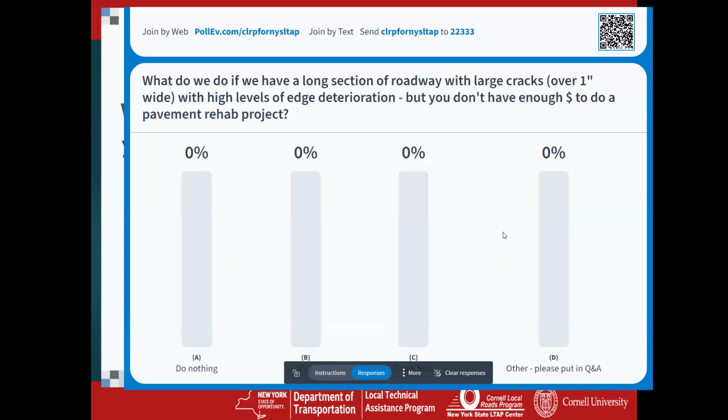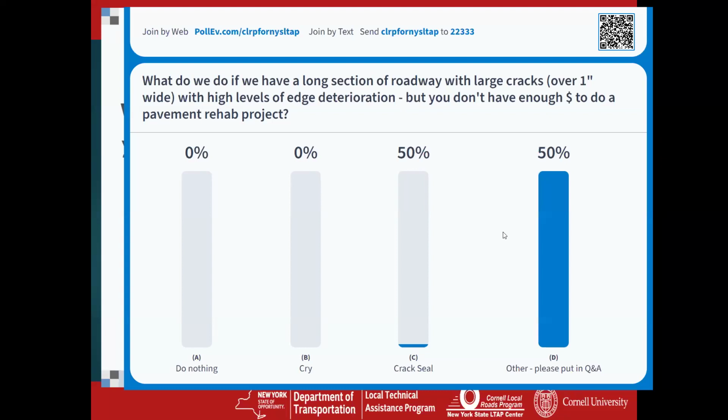So if you have a long section of road with large cracks, you really can't use crack sealant. What do you do? And I already gave you half the answer. Anybody got any answers? Well, I'll tell you. You don't cry. You don't crack seal. You don't do nothing, because you got to do something.